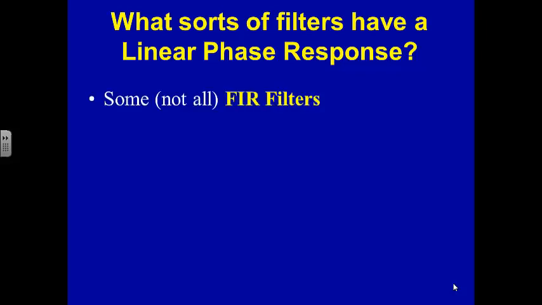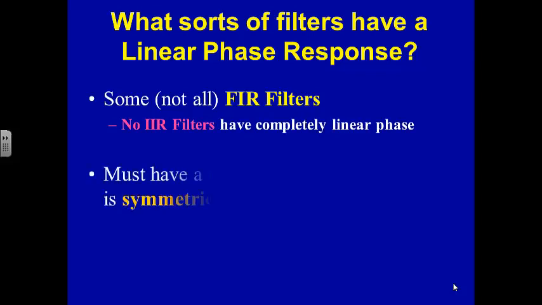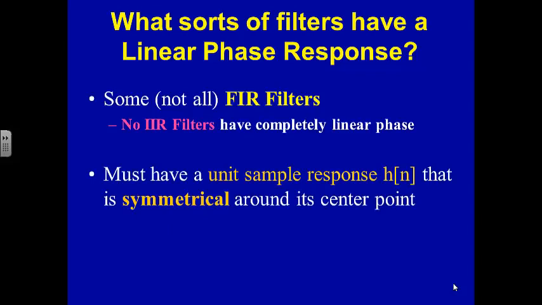The only ones that can achieve this are some, but not all, FIR filters. IIRs cannot have completely linear phase. Again, they can be linear in some region, but not over the whole frequency span. And the key to a linear phase FIR filter is not only does its unit sample response have a finite length, which it has to for an FIR filter, but it has to have sample values that are symmetrical around its center point. And it can have either odd or even symmetry. Either one works.